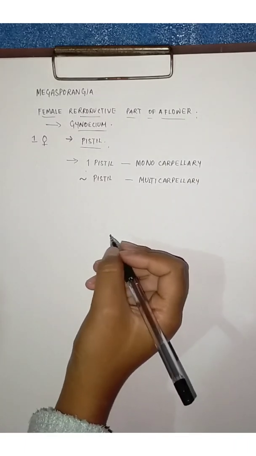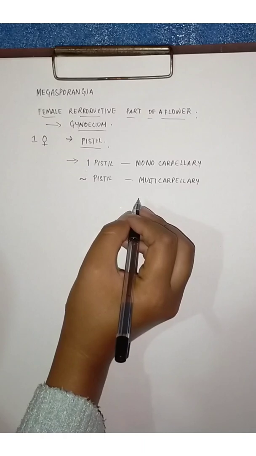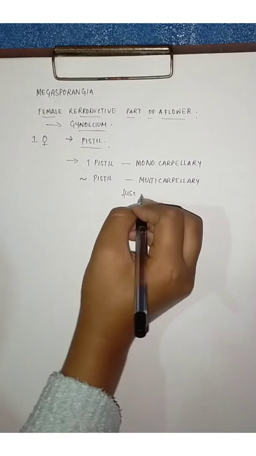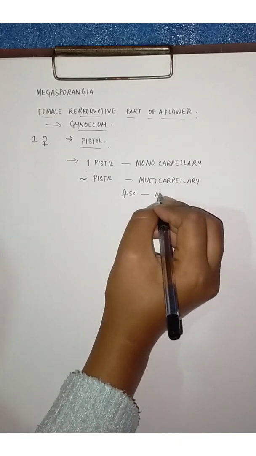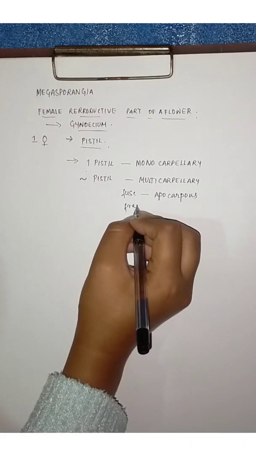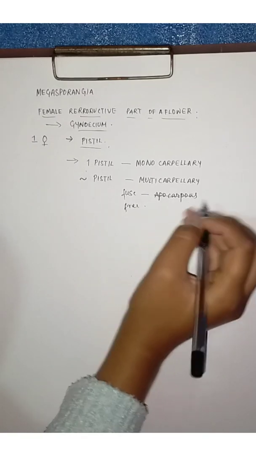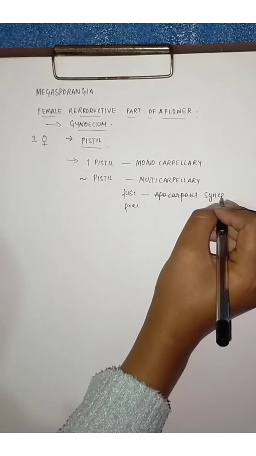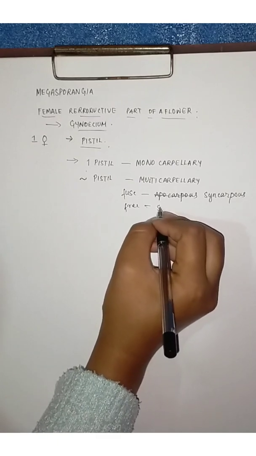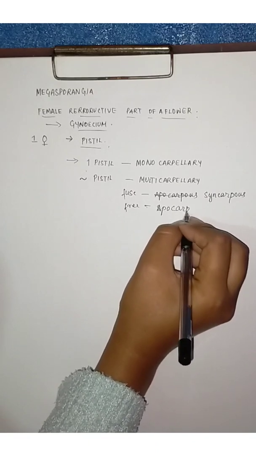So in a multicarpellary flower, if the pistils are fused, we say it is syncarpous. When they are free, it is known as apocarpous.